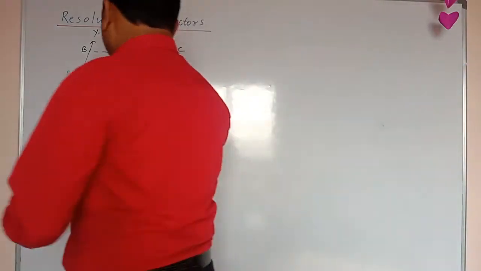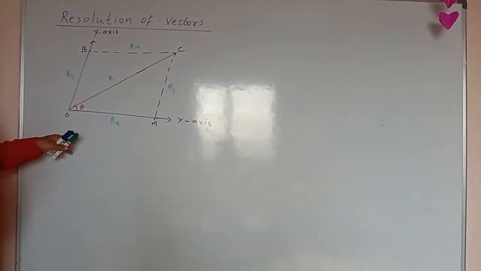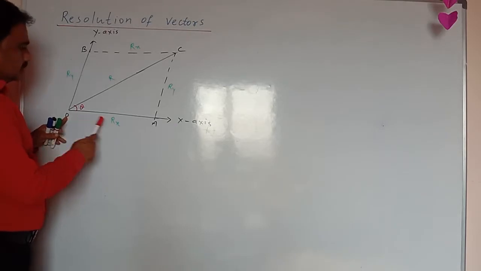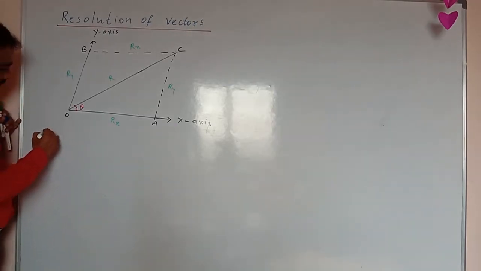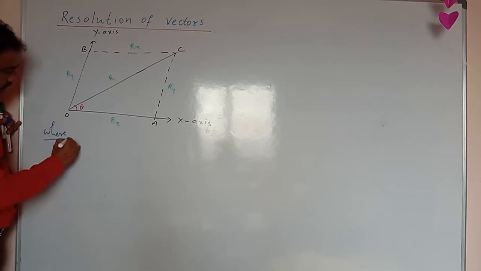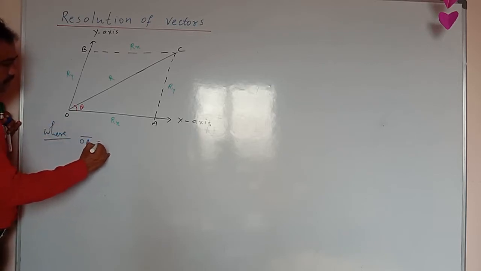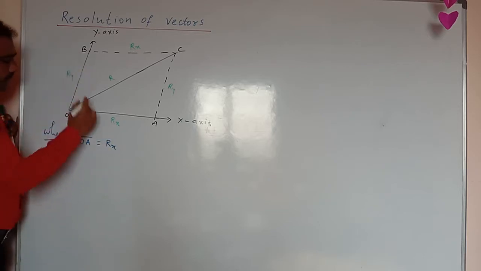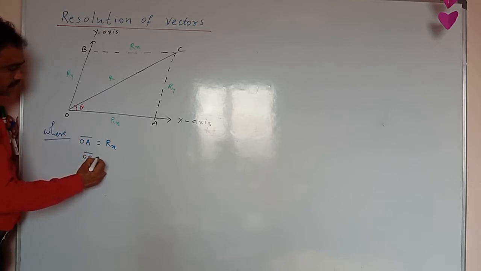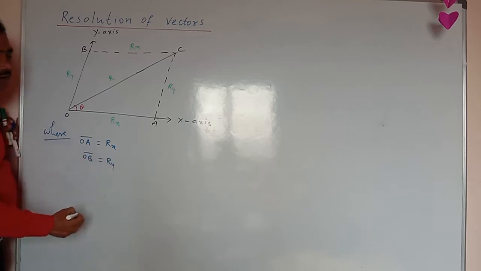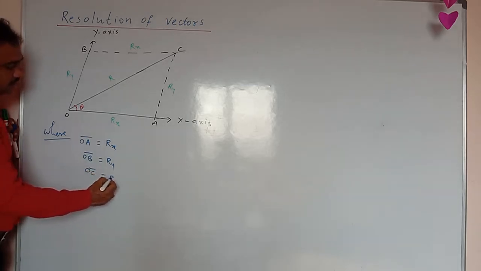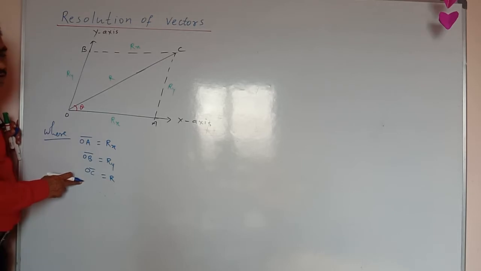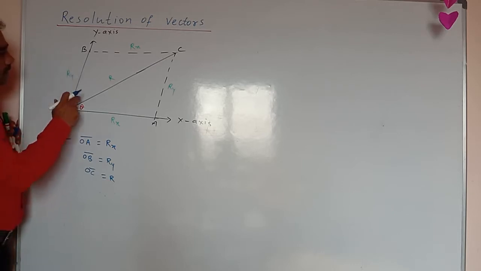So, in this diagram, we are considering two vectors which are there. First one is OA, so we can write here vector OA is called Rx. Okay, vector OB that is Ry, and vector OC that is vector R. So this is the representation of these vectors OA, OB and OC.